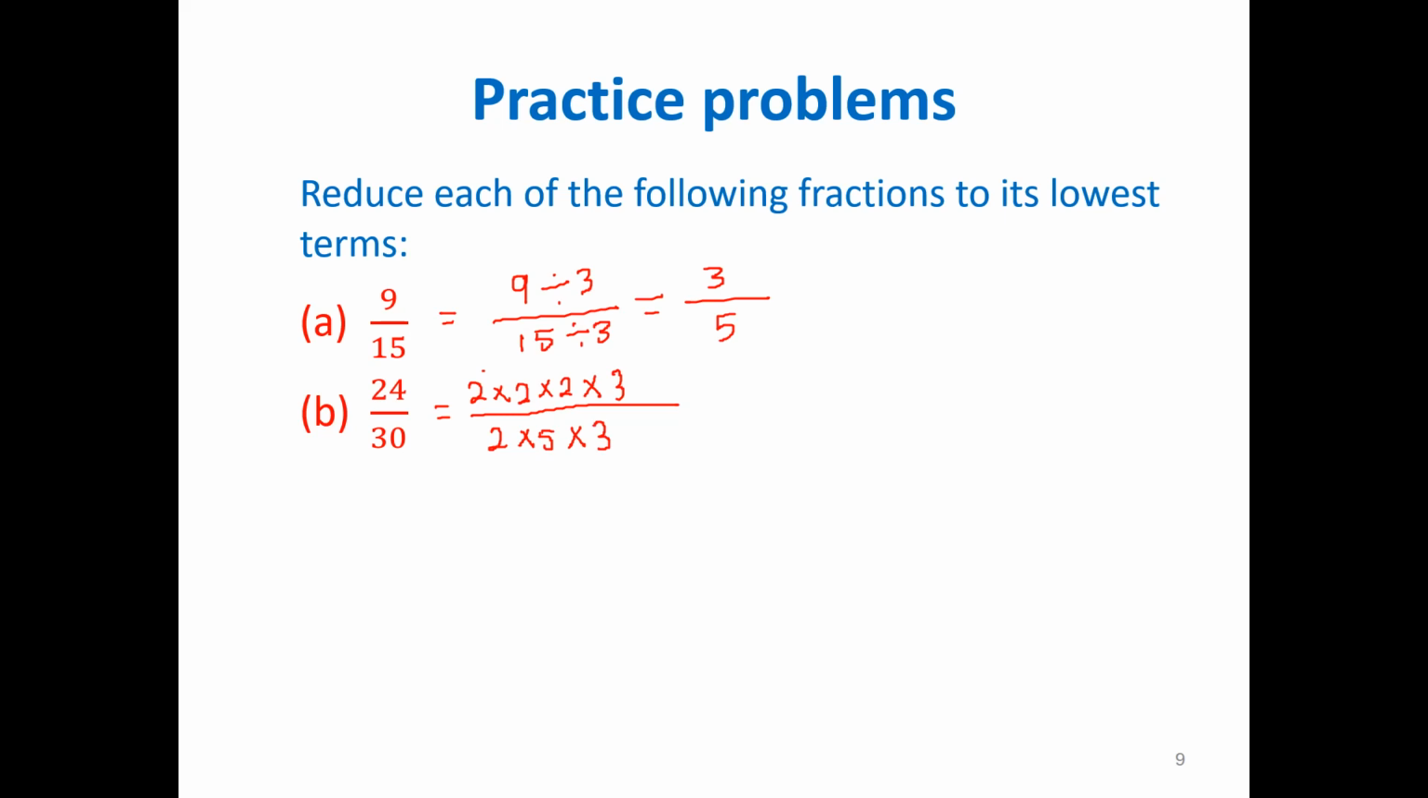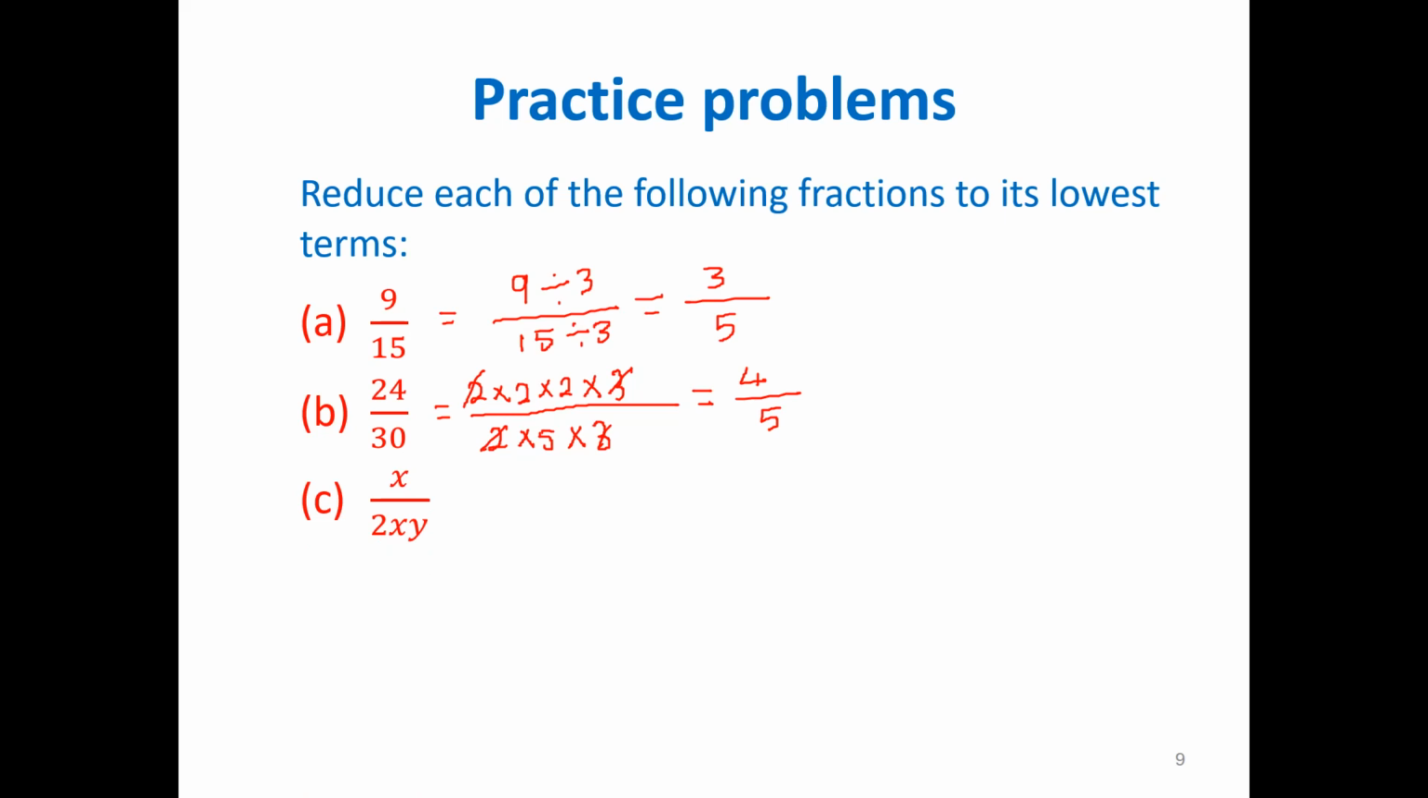And then you say the common factor is 2 from here, 2 from here, 3 from here, 3 from here. So the remaining will be in the numerator 2 times 2 is 4, and in the denominator is 5. So the greatest common factor was 6. So the other method of solving it is if you divide the numerator by 6 and the denominator by 6, you will get the same number, 4 over 5.